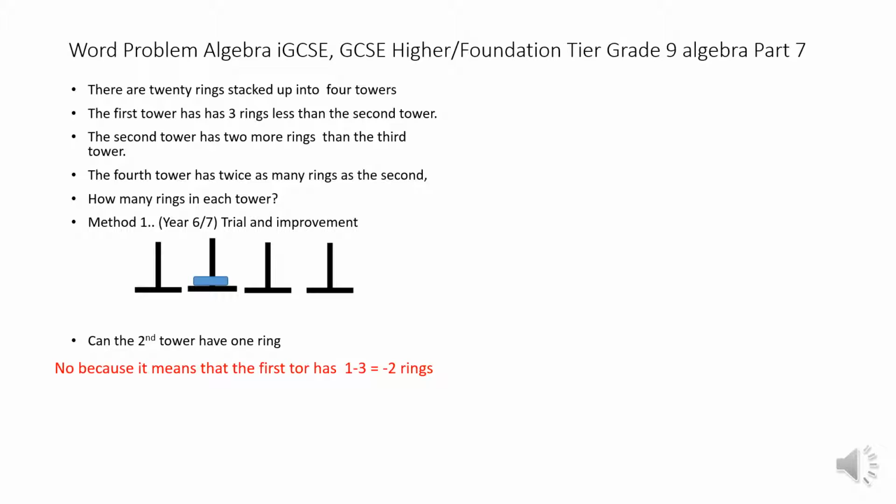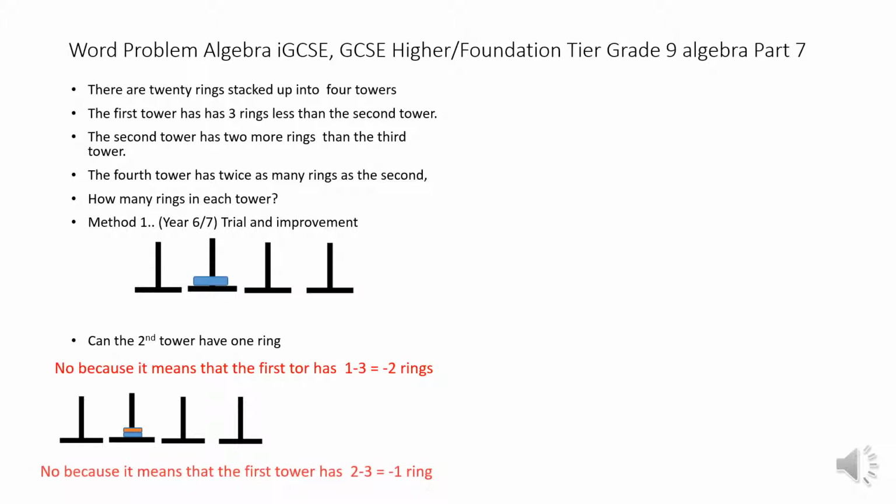Now, let's try 2 rings in tower 2. Is 2 rings in tower 2 part of the solution to this problem? The answer is no, because, similar to the first one, tower 1 has 3 rings less than tower 2. 2 minus 3 is -1, and you cannot have -1 ring. It's impossible in this situation.